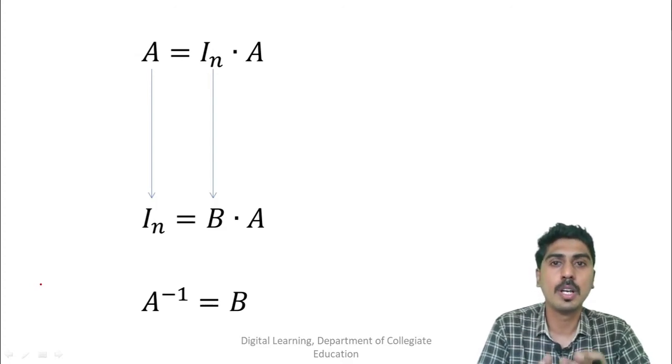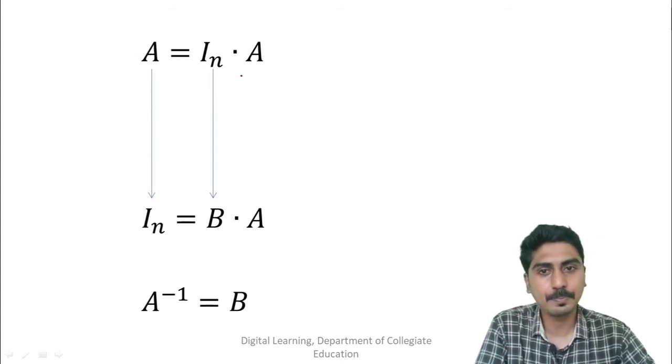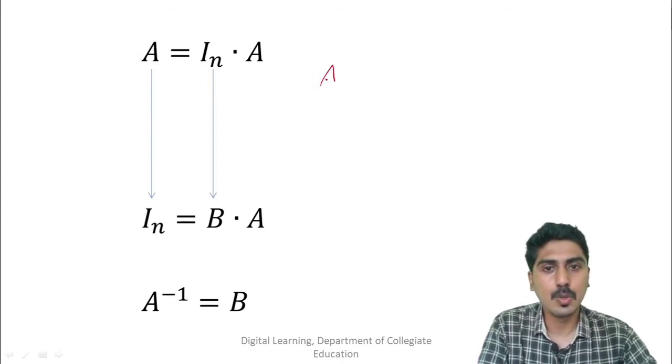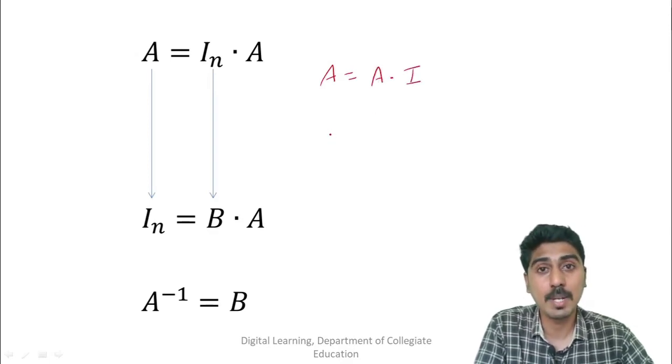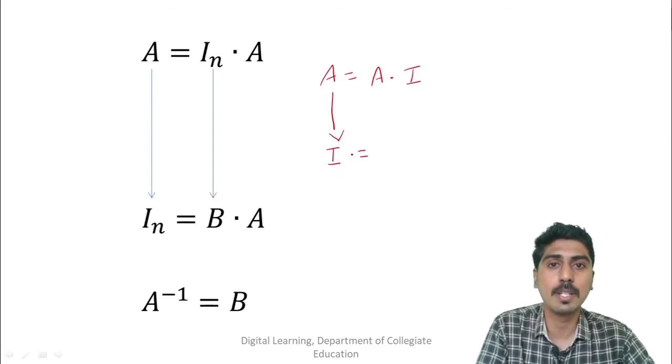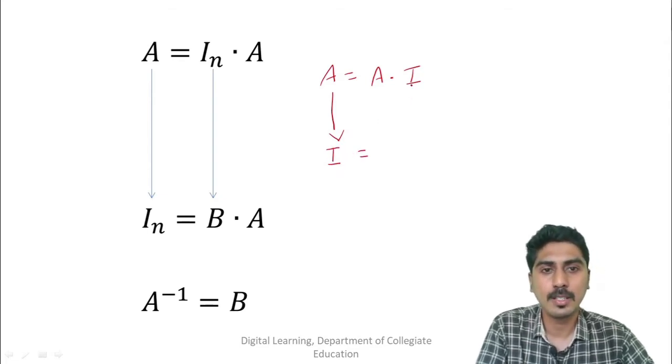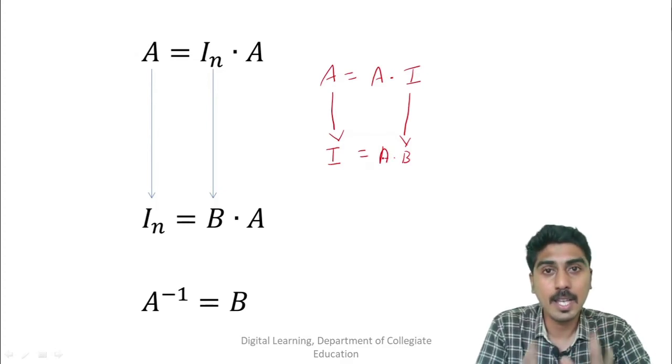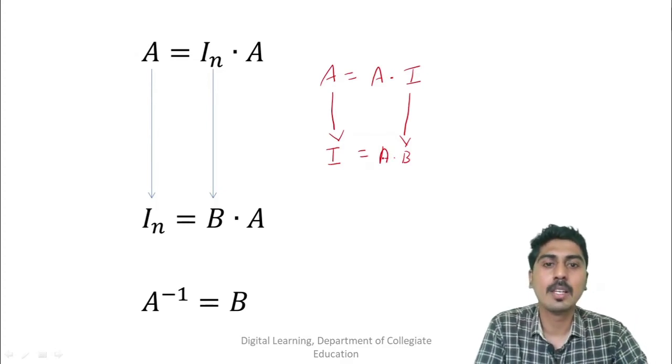Suppose you prefer to apply elementary column operations, then you have to start with A is equal to A into I. Then you start applying column operations for A to make it the identity matrix. Parallelly, you have to apply the same column operations for this matrix, keeping the matrix A as it is. You arrive at I is equal to A into B. So B should be the inverse of matrix A.